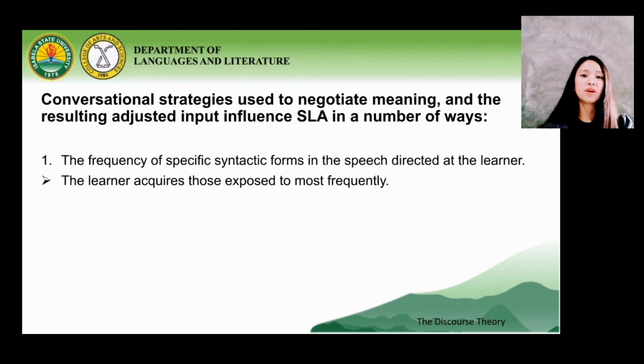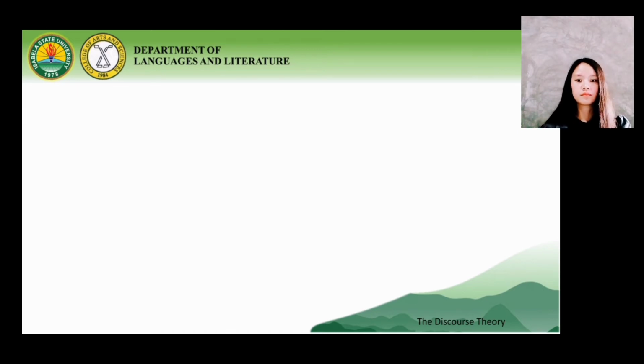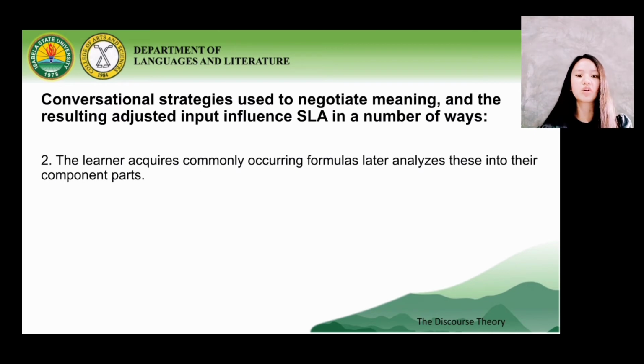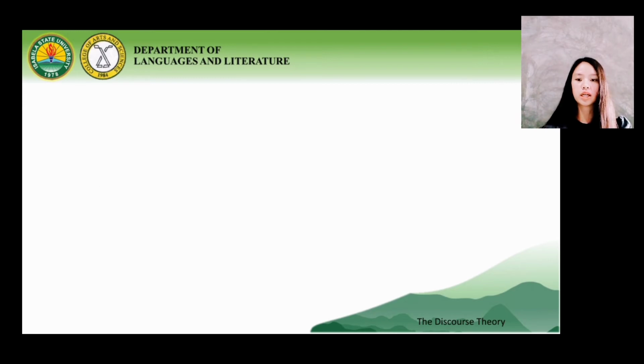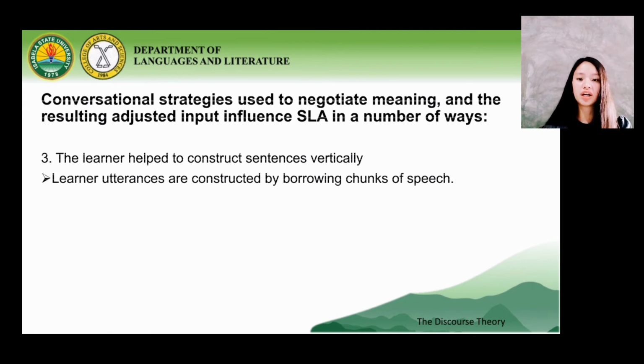So in language acquisition, there is a study in which when you are exposed to a certain language, there is a high possibility that you can easily adopt the language or you can easily learn it. So the learner acquires commonly occurring formulas, later analyzes this into their component parts. And the third one is the learner helped to construct sentences vertically. So the learner utterances are constructed by borrowing chunks of speech.